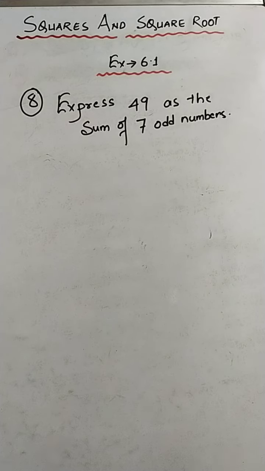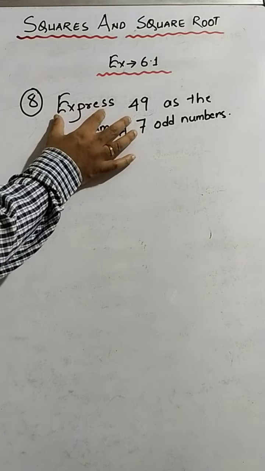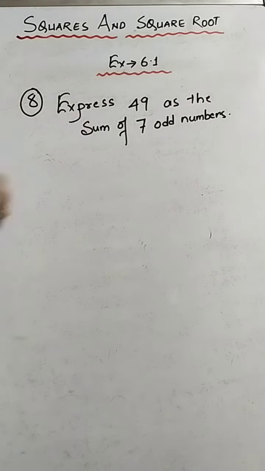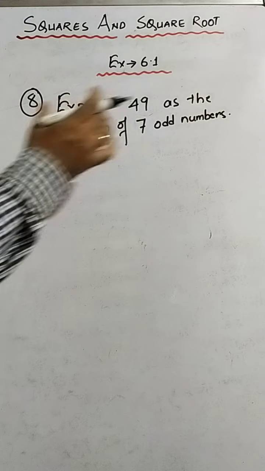Hello students, now in this session I will explain question number 8 and 9 of exercise 6.1 of chapter squares and square root. Now in question number 8 we have: express 49 as the sum of 7 odd numbers. Now how exactly will we approach this particular sum? Now you see, we know that 49 is a square of 7.